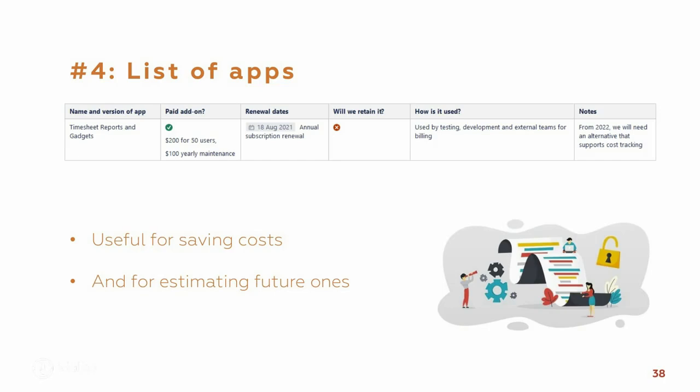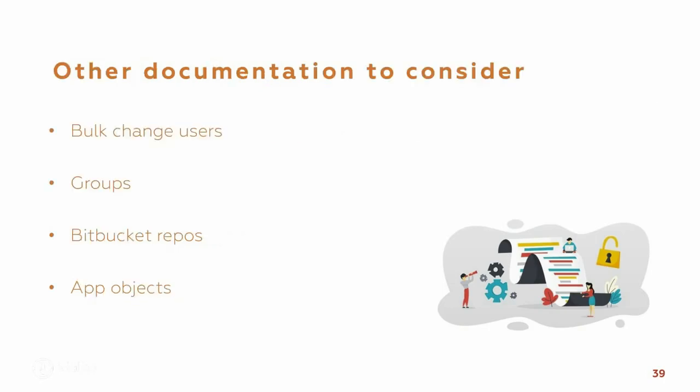Some other ideas of what exactly to document are a list of users with the bulk change permissions and why do they have it. You absolutely shouldn't give out bulk change permissions to everyone, because if it is misused, or the user may not know what he's doing, the changes can, of course, be reverted, but in a very difficult way.